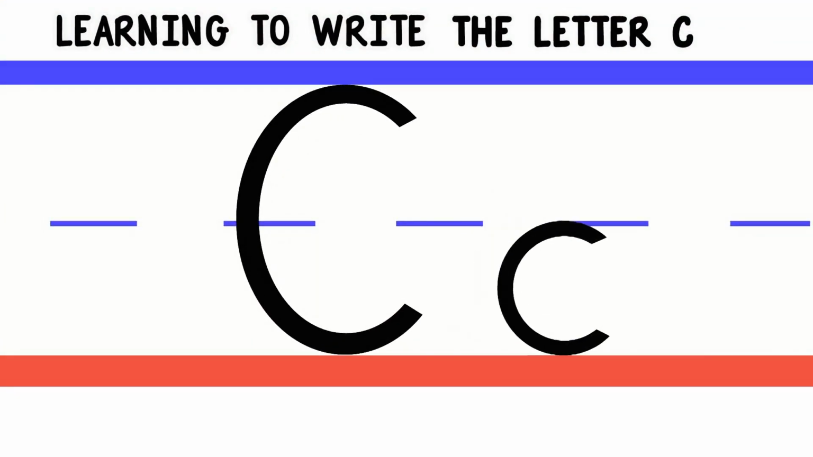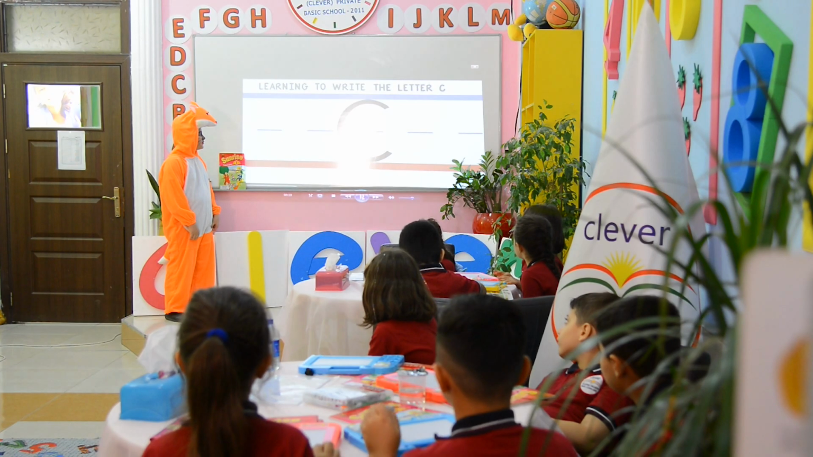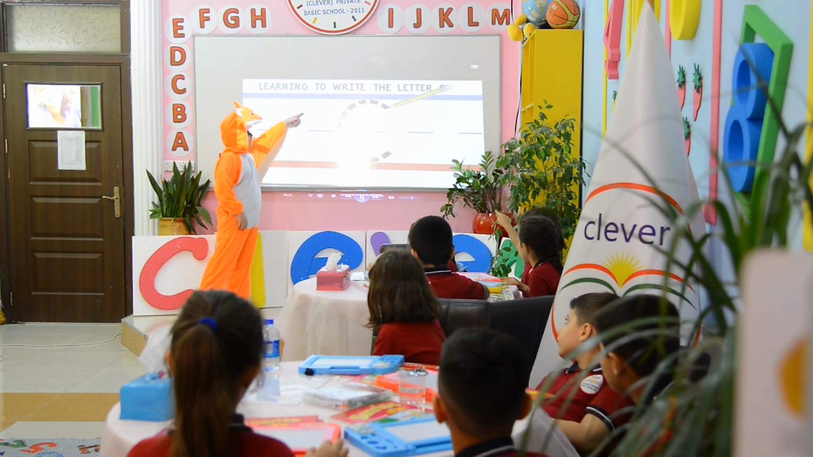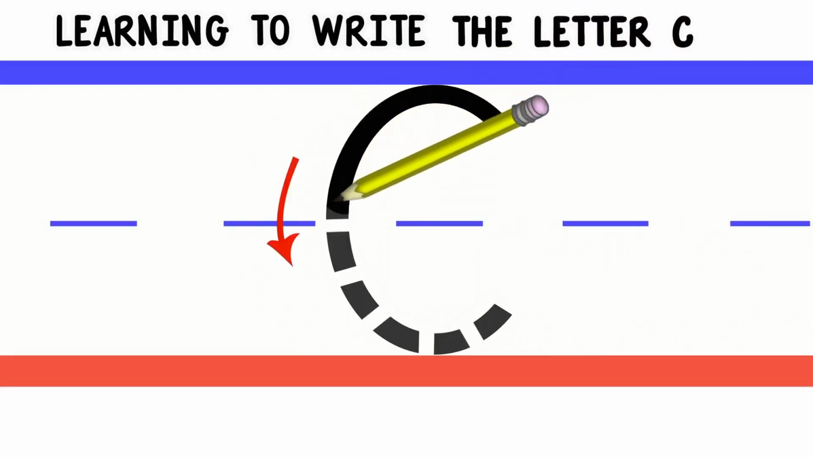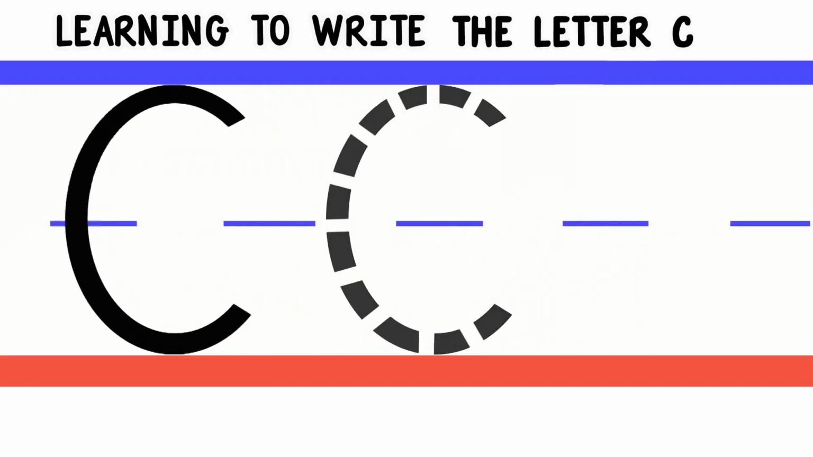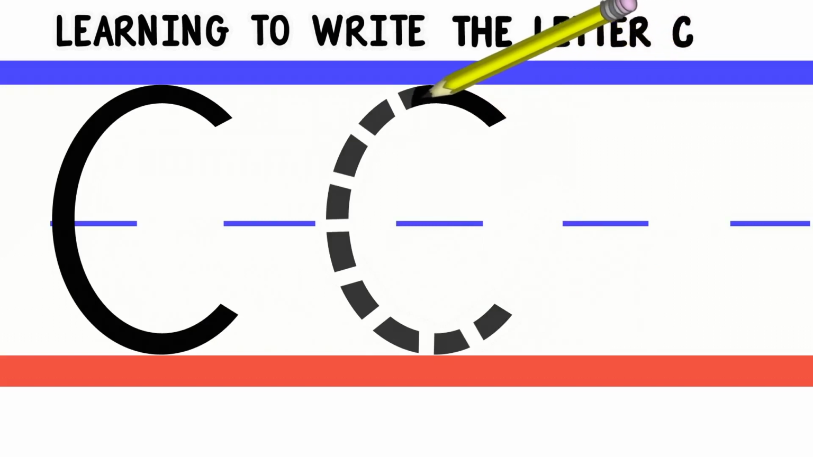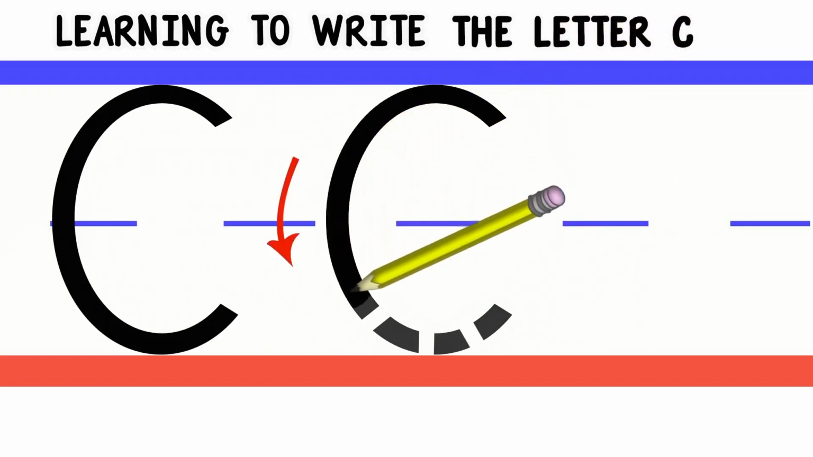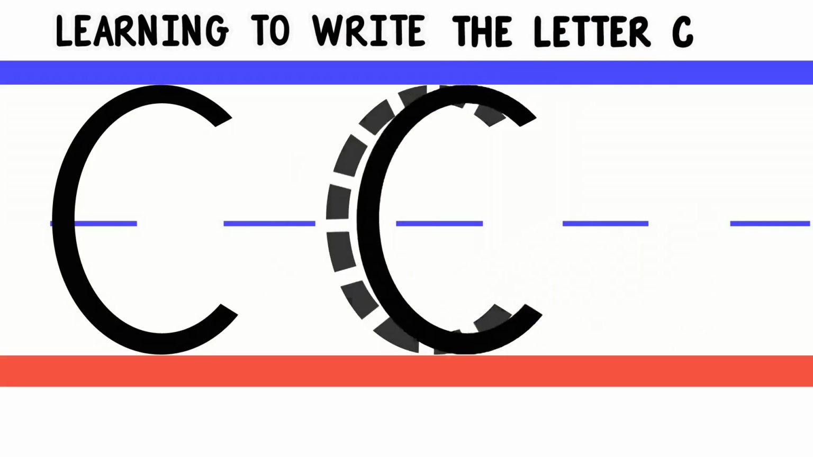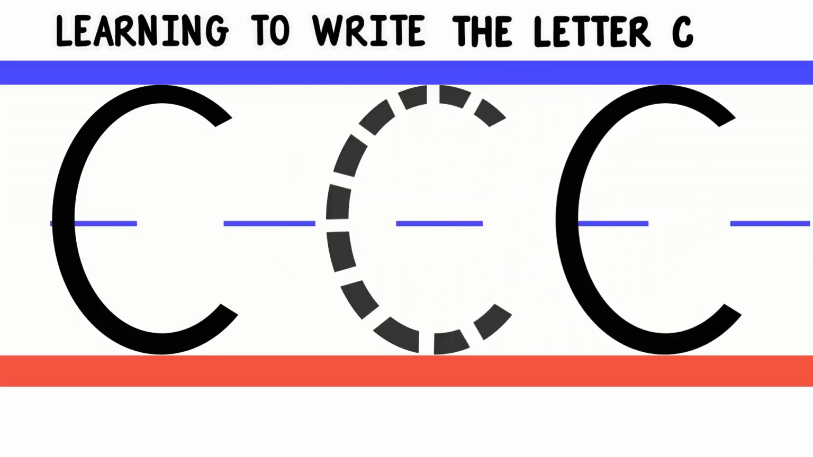Now I will show you a video on how to write the letter C. First, we'll start with big or uppercase C. To write uppercase C, we'll start at the top in the corner and then do a curved line all the way around to the bottom in the corner. Let's do that again. Good job! Now you try.